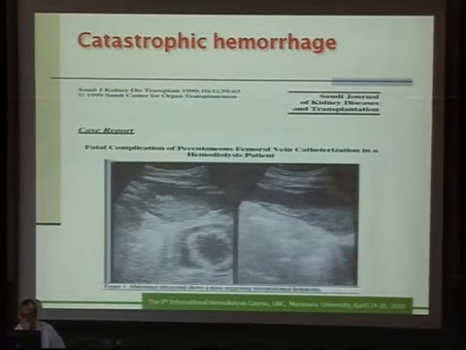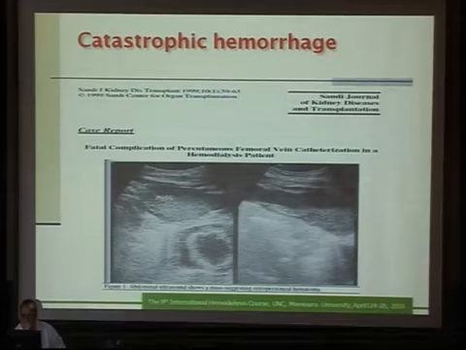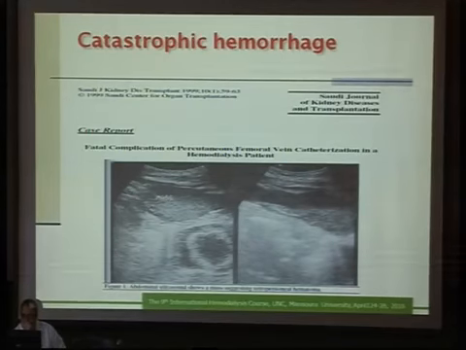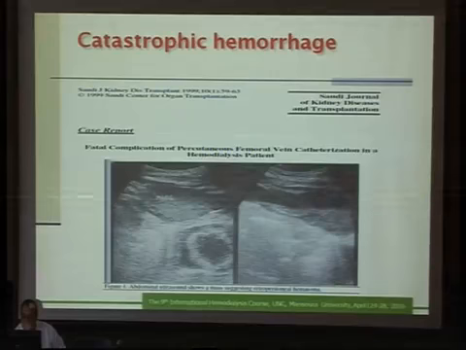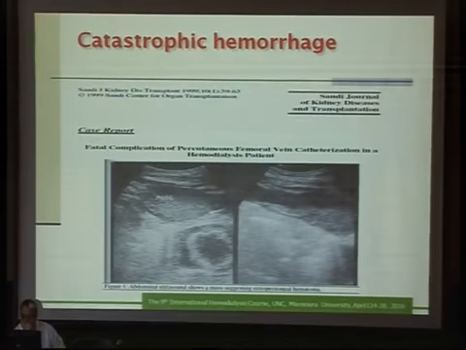Another reported complication is bleeding during insertion of a femoral catheter, with massive bleeding due to perforation of the femoral vein, which was catastrophic, and the patient died in this situation.